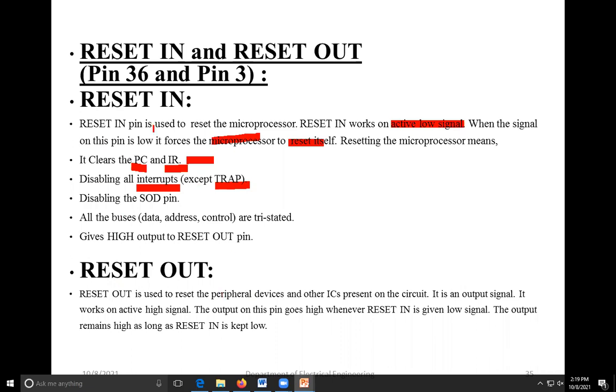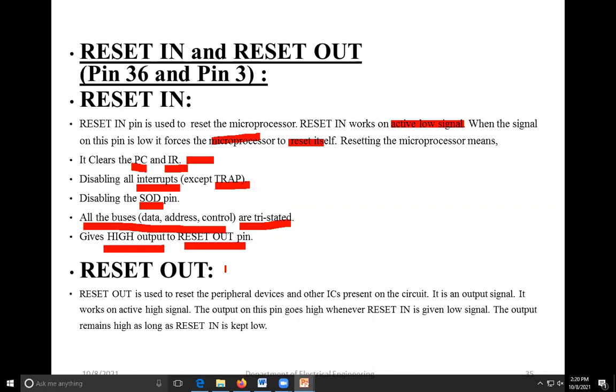Reset in means you have to reset everything present in the 8085, and it also resets all the interrupts, but it can't reset the trap signal. You must remember this. Then it disables the serial input output data, and you reset all the buses. They go to the tristate, and the reset out pin gives high.